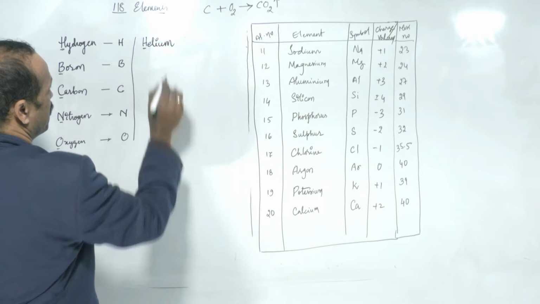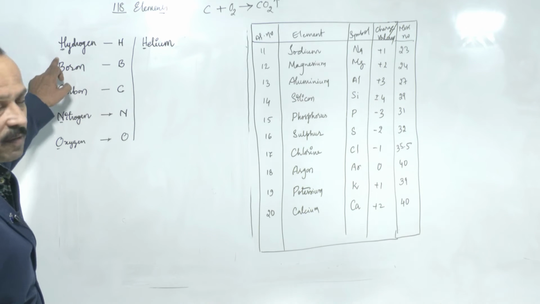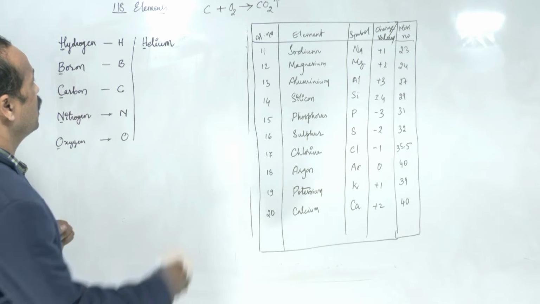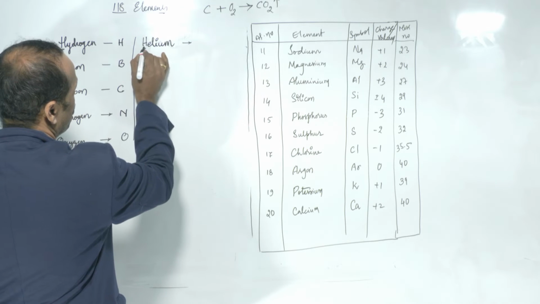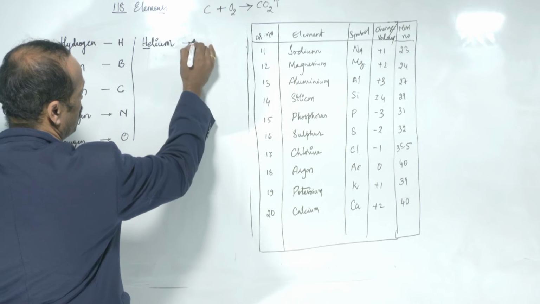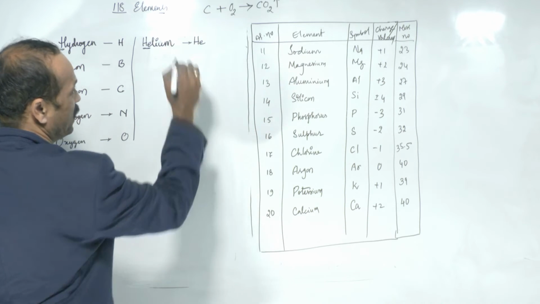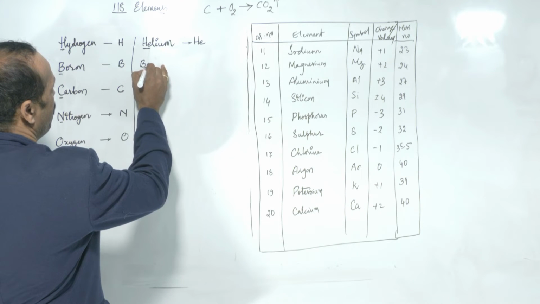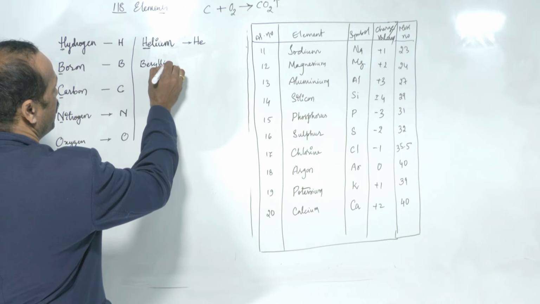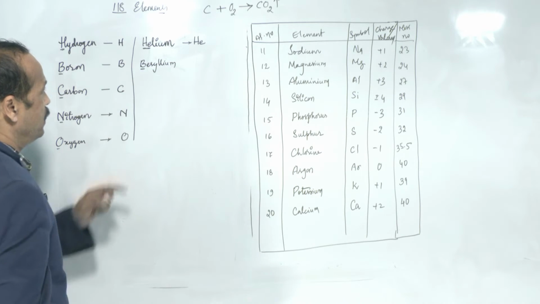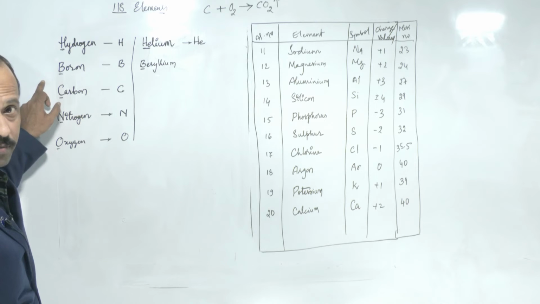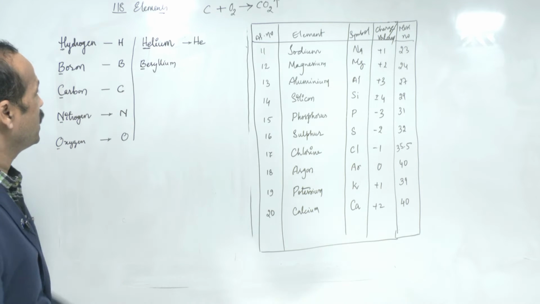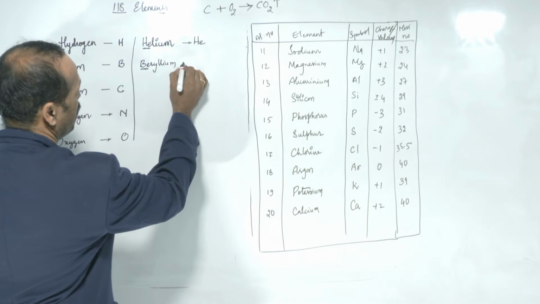Helium is starting with which letter? H. But H is already given here, right? So now what symbol is to be given? So now they have taken the first two letters. That is called He. Right? Now see beryllium. Beryllium is starting with B, but B is already given to boron. So now the next two letters are taken here. So that's called Be.